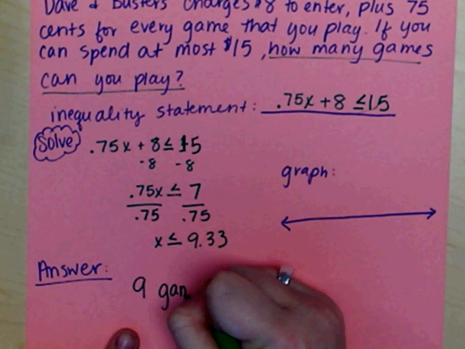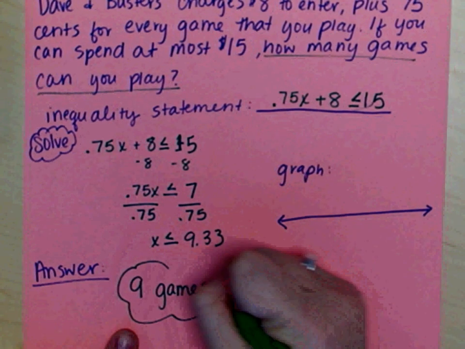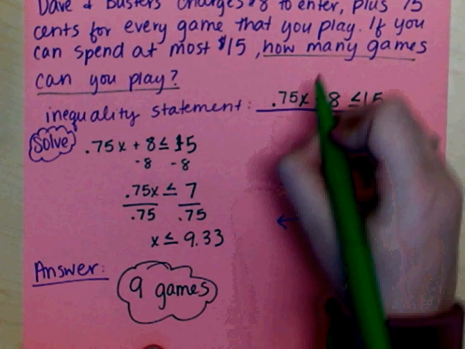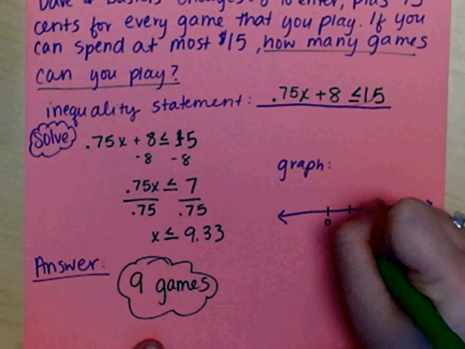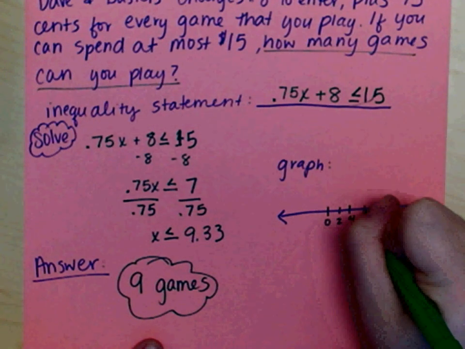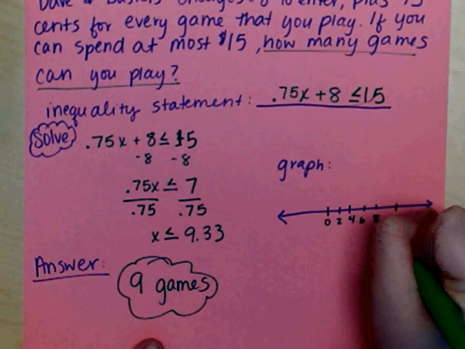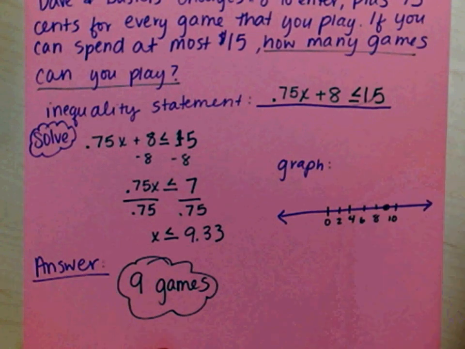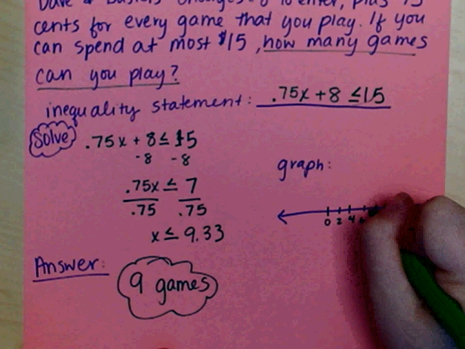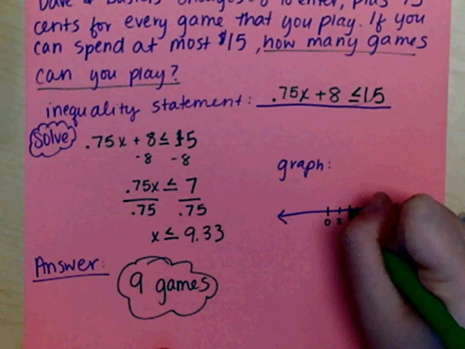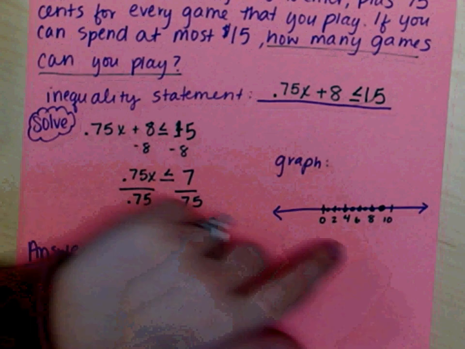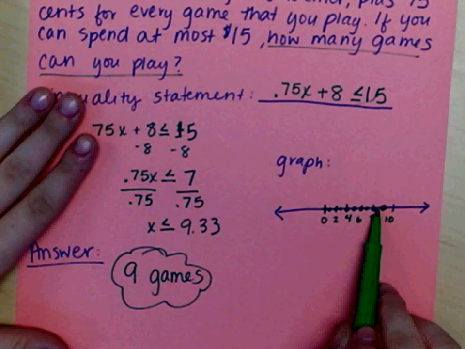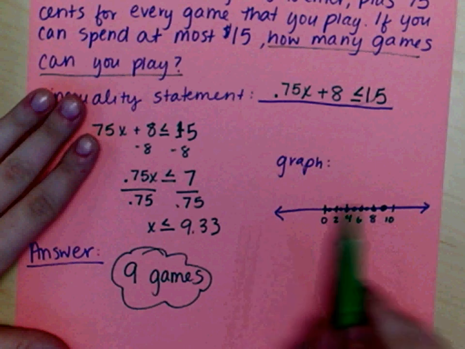So be very careful with how you're rounding, if it's rounding up or down. So it's asking how many games can I play? If I have 0, let's do by 2s. I can play 9 games. I can play 8, 7, 6, 5, 4, 3, 2, 1, or nothing. This is not continuous. I cannot play a half of a game. These are all points. Be very careful with how you graph your situations.